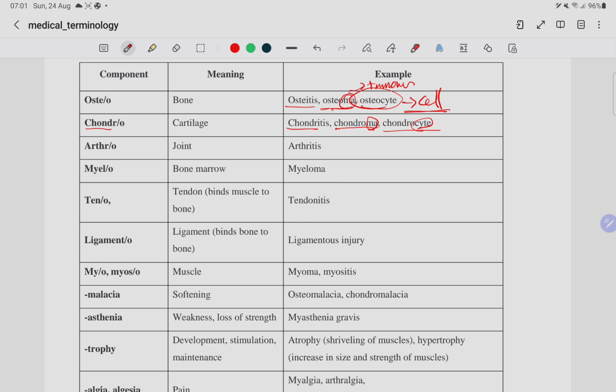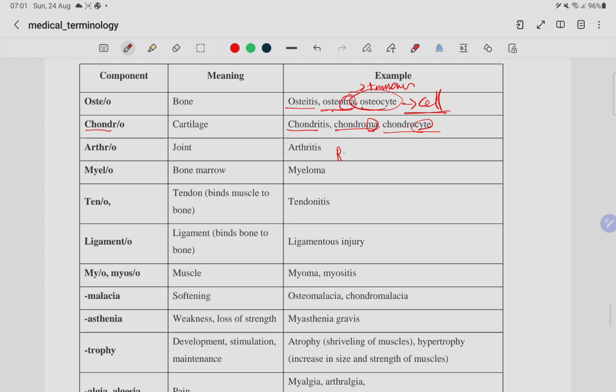Okay, arthro means joint. So when I say arthritis, it is inflammation of the joint. Rheumatoid arthritis is common. It means inflammation of the small joints.